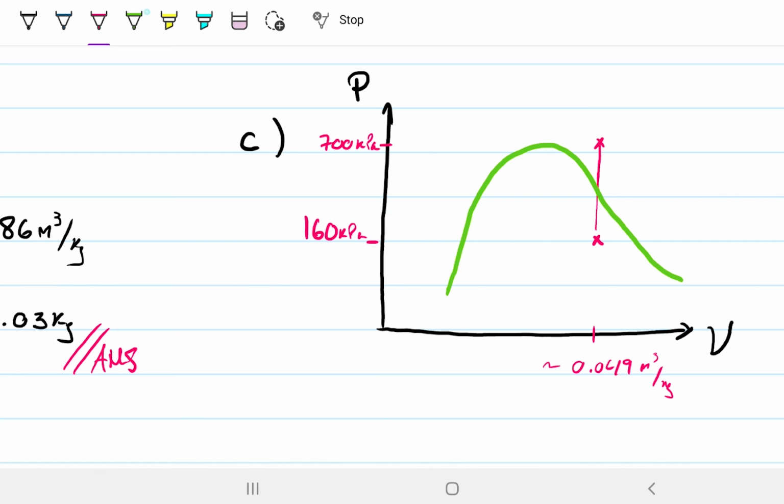Now, if we wanted to, we can draw our isothermal lines. So we have an isothermal line kind of like so. We don't need to do that. All we need is to have this kind of drawing there, and that is perfectly fine.